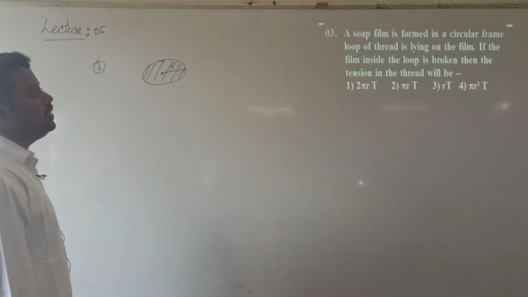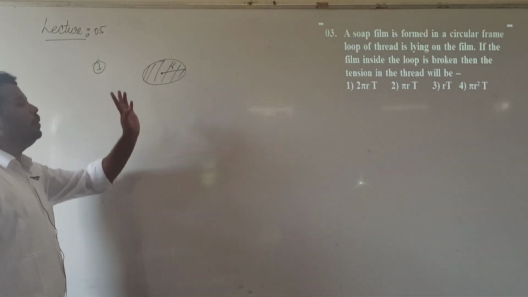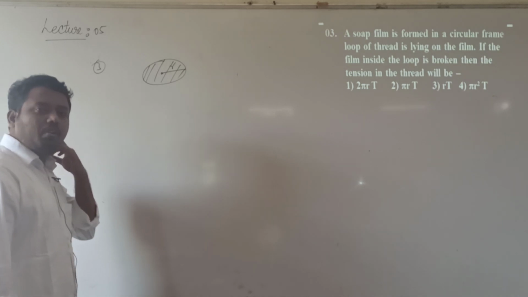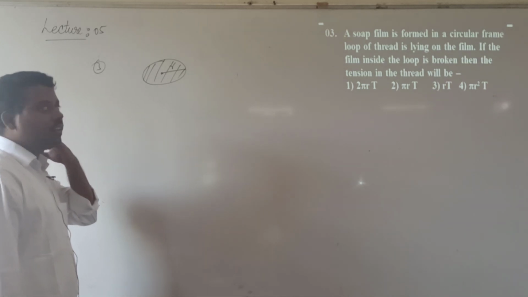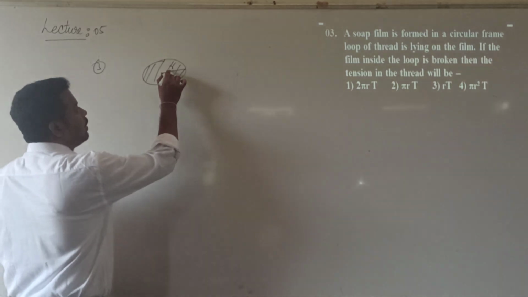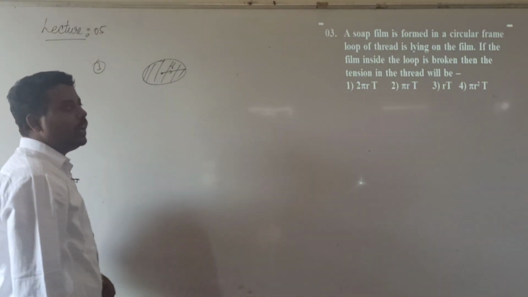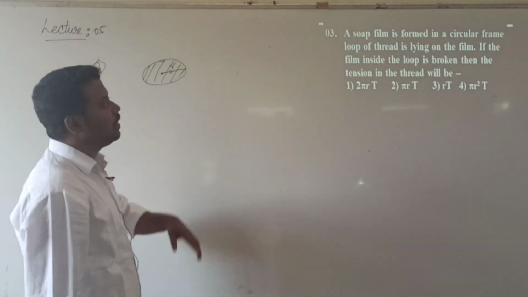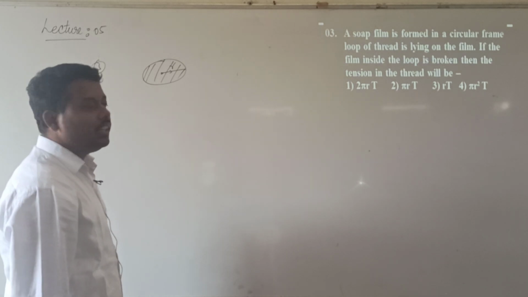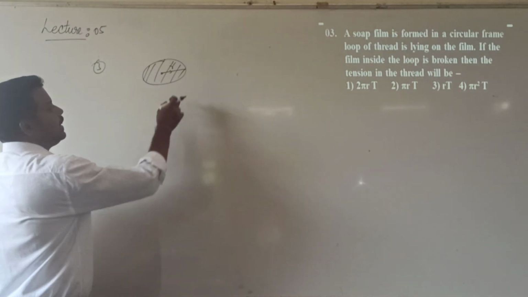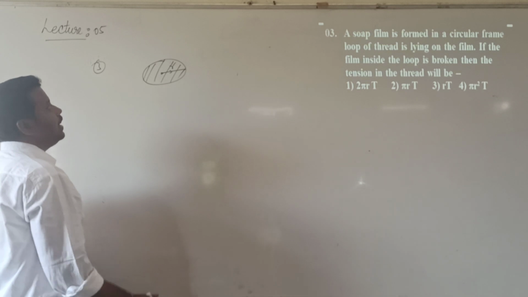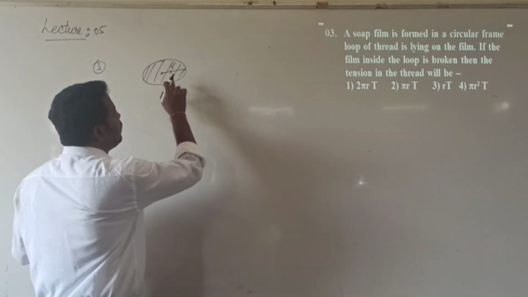If the film inside the loop is broken, why will it break? Because of the excess pressure it is broken. When it is broken, what happens? The film will exert a force on the outside wire. So what are they asking us to calculate? What is the tension in that thread?